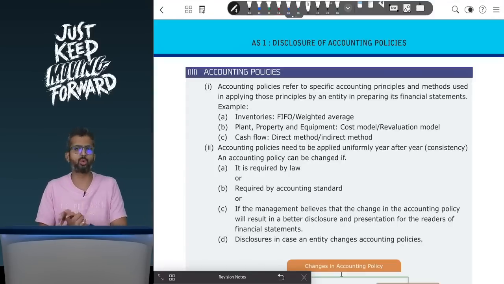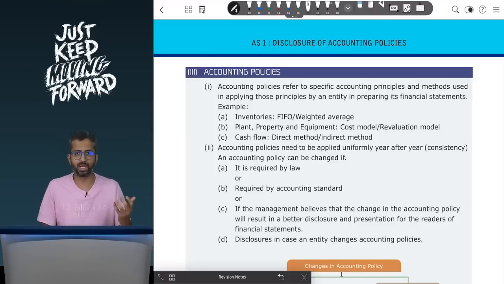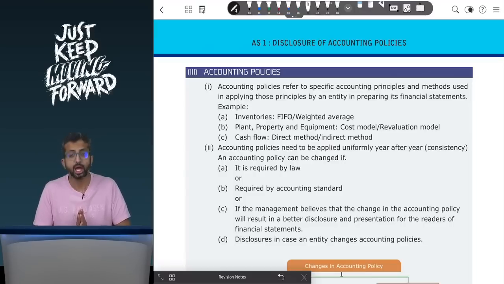Now, what do you mean by accounting policies? These are methods of implementing accounting principles. Like, for example, inventory will be accounted for using FIFO or weighted average, which is an accounting policy, or PPE will be disclosed using cost or revaluation model, which is again an accounting policy.